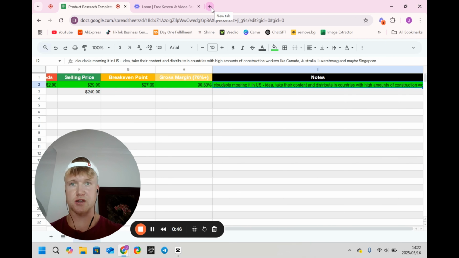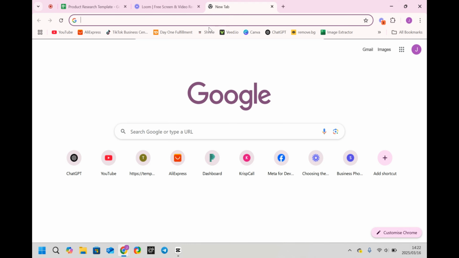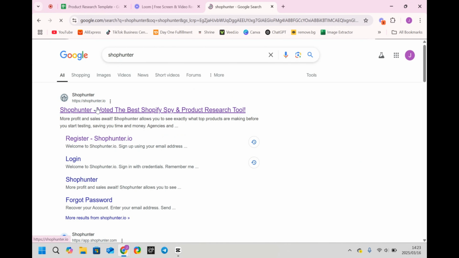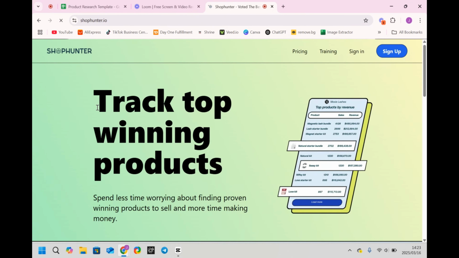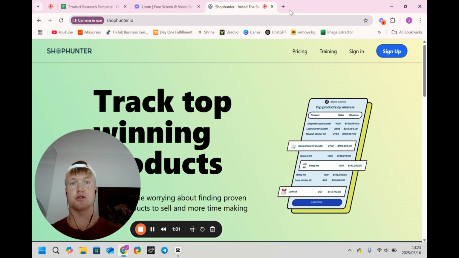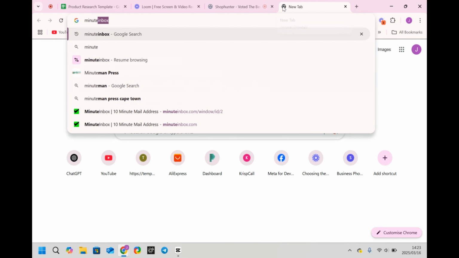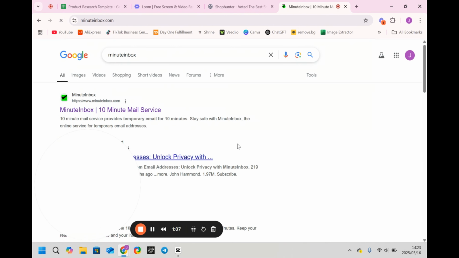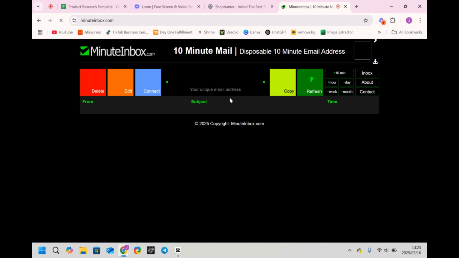Now the next part is to go and, I don't know if you remember the sheet at the beginning. We said first check the number of ads. There's a lot. Then we're going to go to Shop Hunter. Okay, search Shop Hunter, this one. Then what you're going to do, same thing as PP ads. You're going to search Minute Inbox. You're going to get a free or temporary Gmail. You're going to copy it.